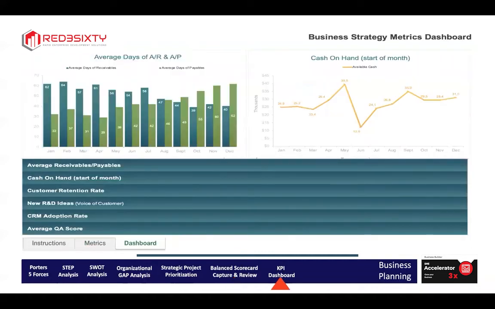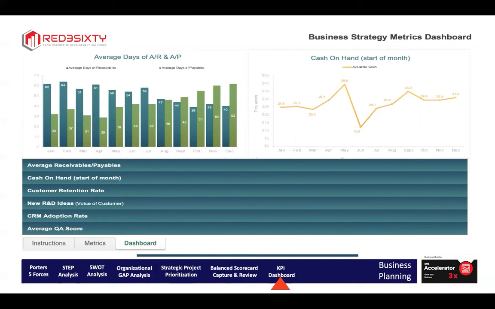Last but not least, we include a KPI dashboard. This is used then to capture all of the elements up to now. It will look at average receivables, the cash on hand, customer retention rate, research and development that comes out of our product development, our CRM adoption rate, which is the implementation of that throughout the company, and also some of our quality assurance. And this would make up our business strategy metrics dashboard with some of the key focus elements.